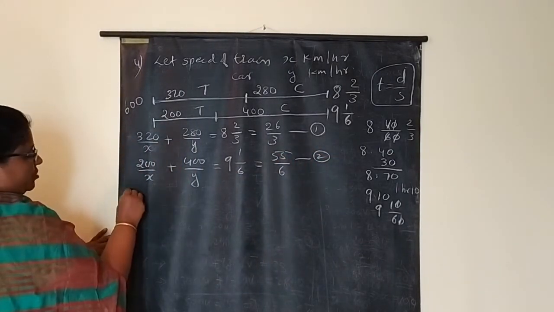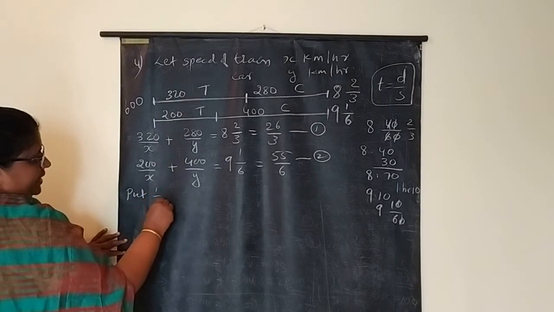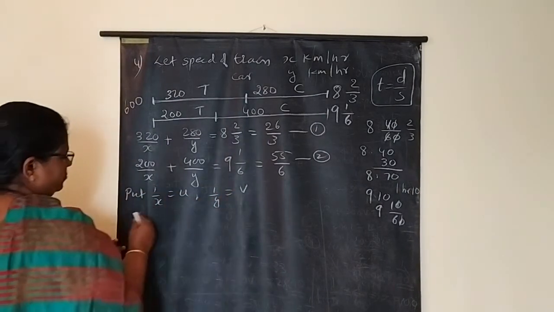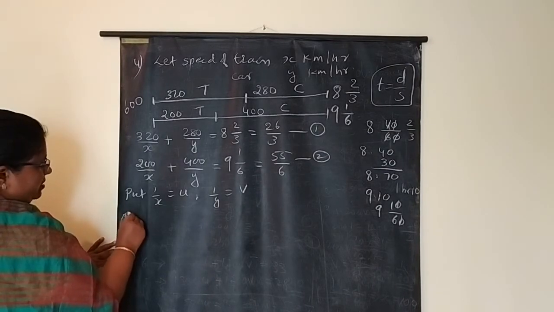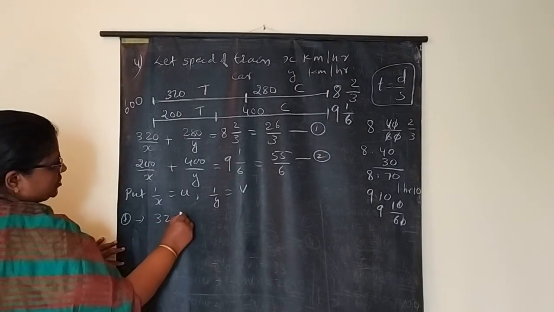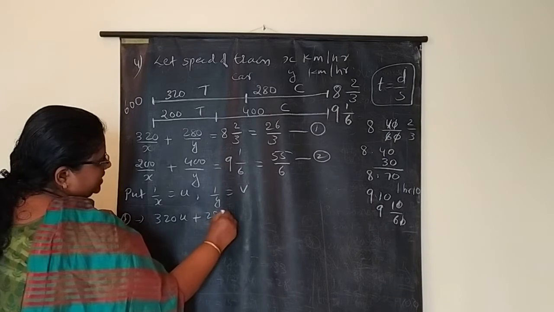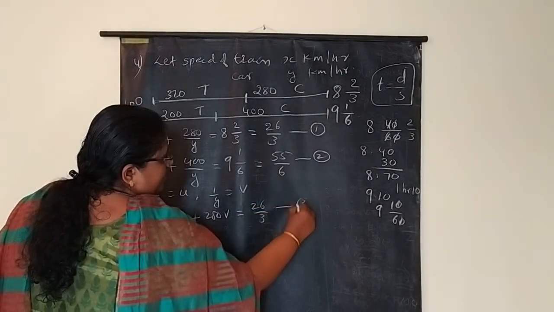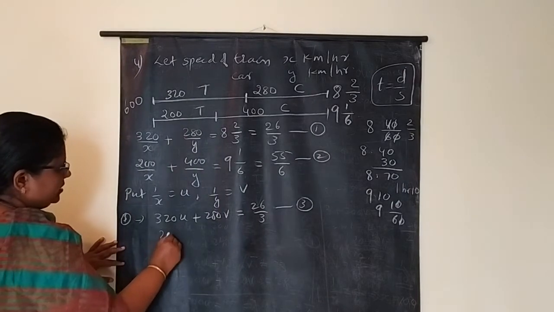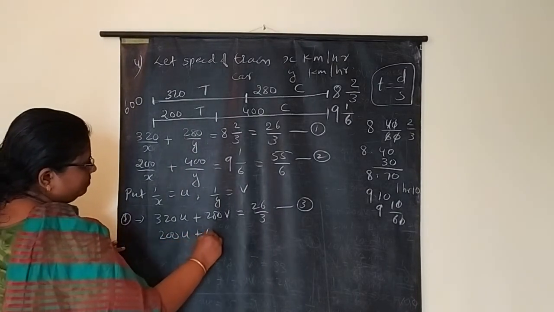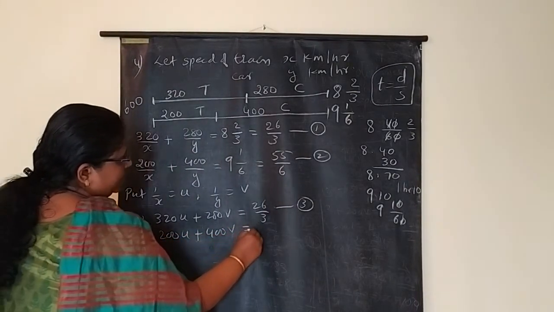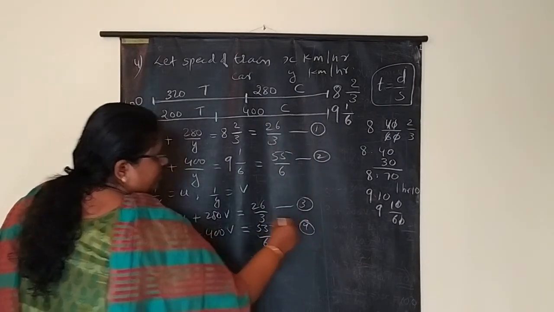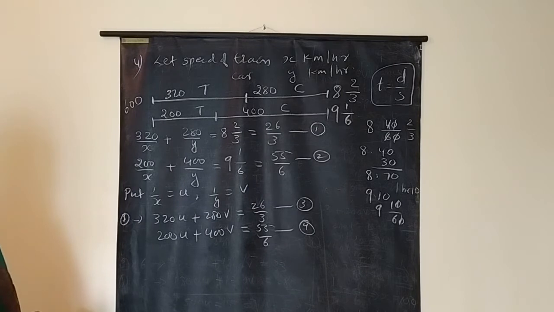Now what to do for solving? Put 1 by x is equal to u and 1 by y is equal to v. So equation 1 becomes 320u plus 280v is equal to 26 by 3. It is our third equation. Then 200u plus 400v is equal to 55 by 6. It is our fourth equation.